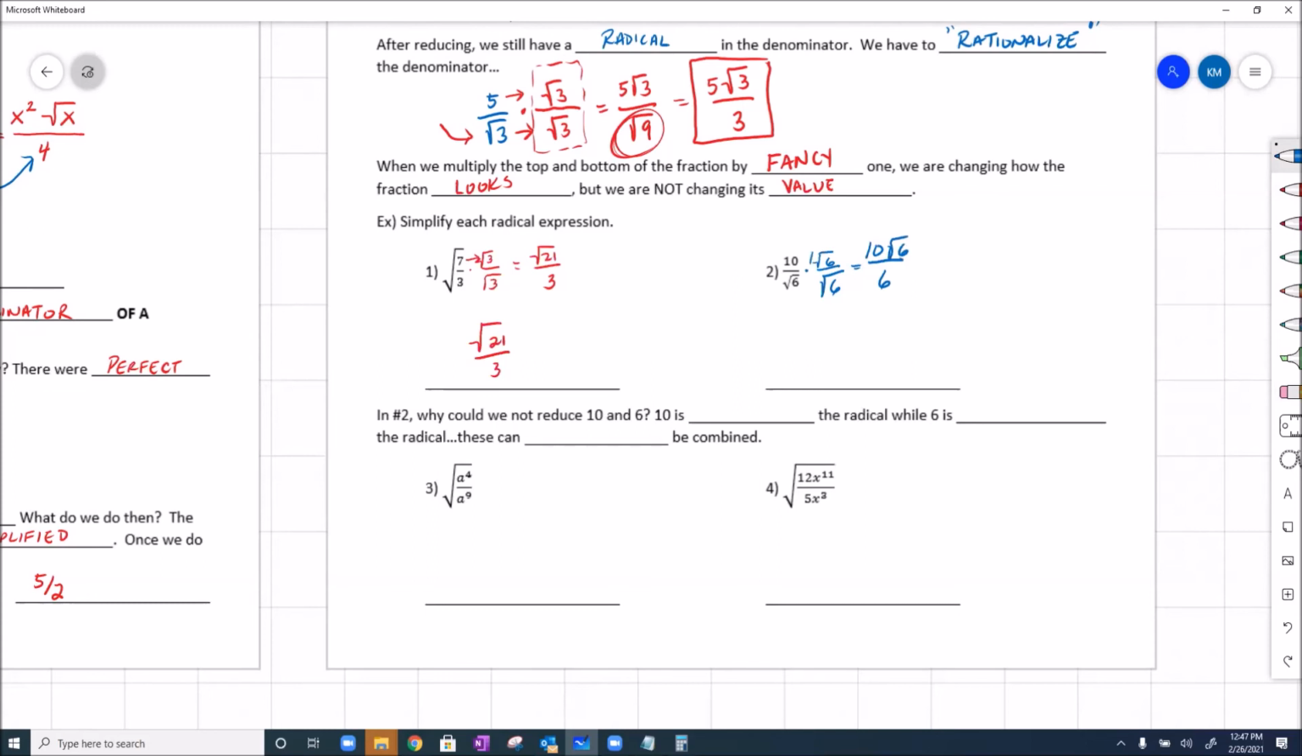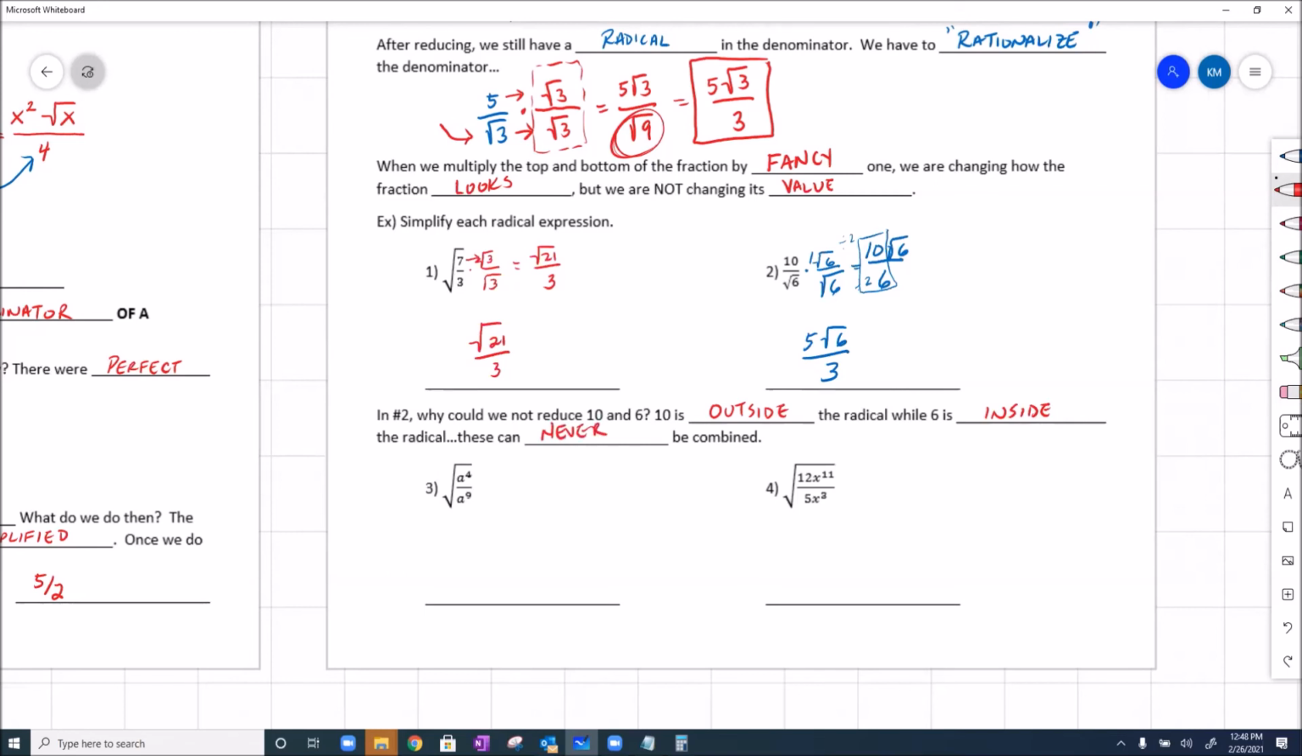And so now as you look, you'll see, wait a second, we have 10 and 6, and they're both outside of radicals. So we'll see, can we simplify this? And in this case, we can. We can divide both of them by 2. And so we get 5 radical 6 over 3. Okay, remember, we cannot simplify 6 and 3 because 6 is inside the radical and 3 is outside of a radical. These can never be combined. Okay, just a couple more problems here.